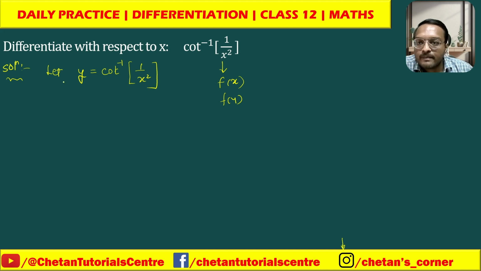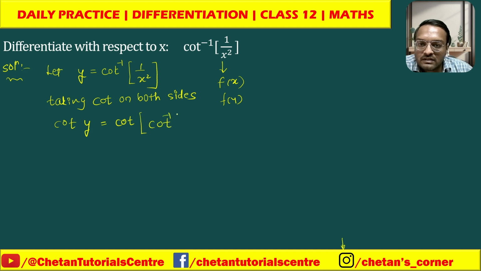Let's see. Now here you can see that cot inverse. Now I will take this cot inverse out. So taking cot on both the sides. So after taking cot of both the sides, then what I will get? Cot of y is equal to cot of cot inverse of 1 upon x square. Now this cot and cot inverse will get cancelled. So what I will get? Cot of y is equal to 1 upon x square.